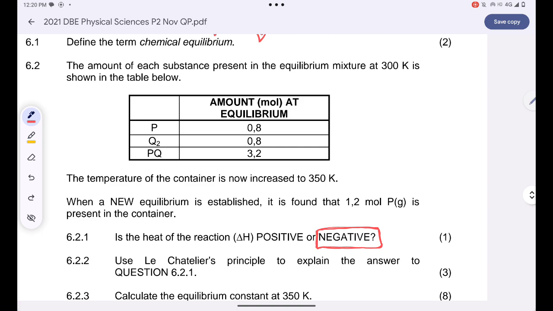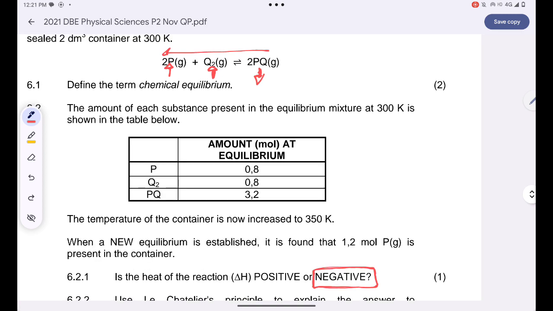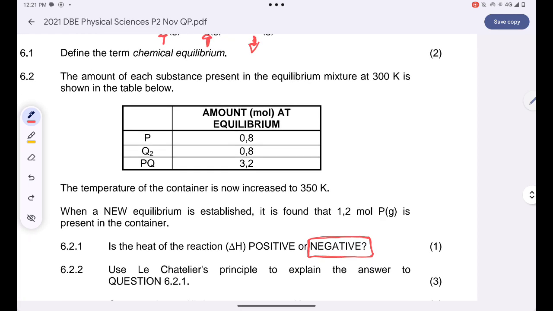We must use Le Chatelier's principle to explain the answer above. Okay, we've seen that, guys, an increase in temperature has increased our reactants. Are you together? And for us to increase the reactants, that means we must favor the reverse reaction. If the reverse reaction is favored with an increase in temperature, that simply means the reverse reaction is endothermic, and hence the forward reaction is exothermic. That's why the change in enthalpy for the forward reaction has to be negative, because the forward reaction is exothermic.